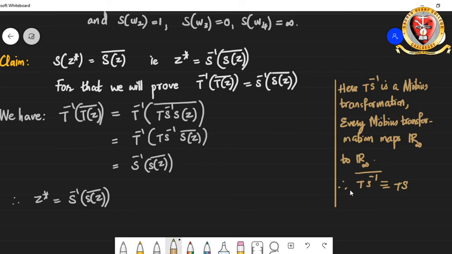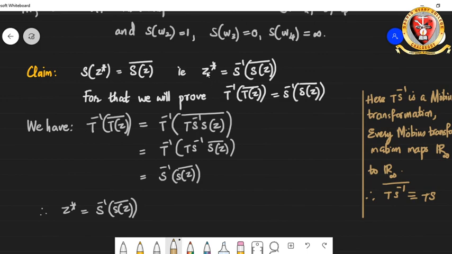So T S inverse, the whole conjugate, is nothing but identically equal to T S inverse. So instead of the one sitting here, T S inverse conjugate, we can replace it with T S inverse of S of Z, the whole conjugate. Okay. So here we have T inverse and T, that is nothing but the identity map. So we are getting T inverse of T of Z the whole bar is equal to S inverse of S of Z the whole bar, and the claim is proved, which is nothing but Z star is equal to S inverse of S of Z the whole bar.